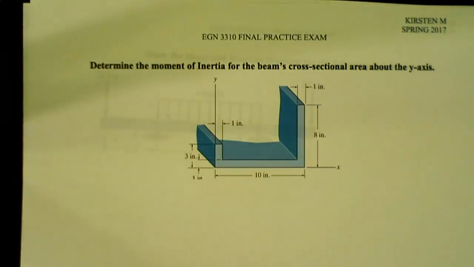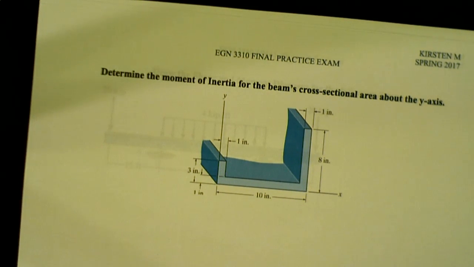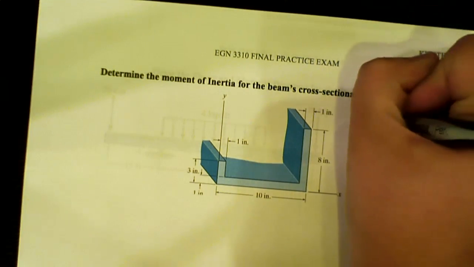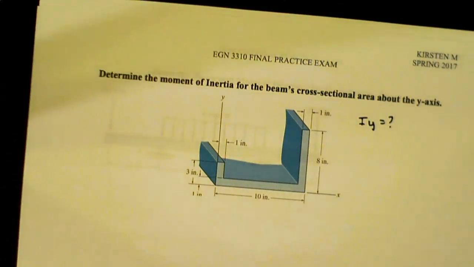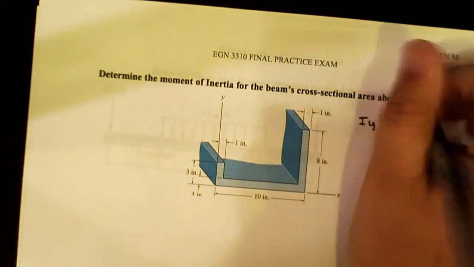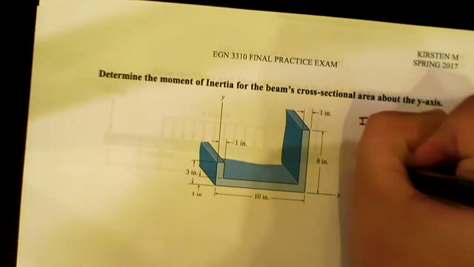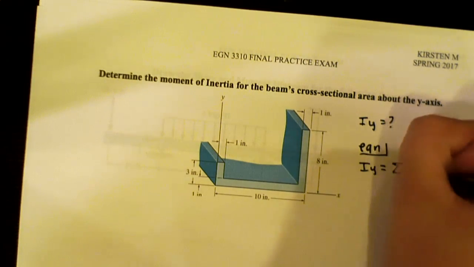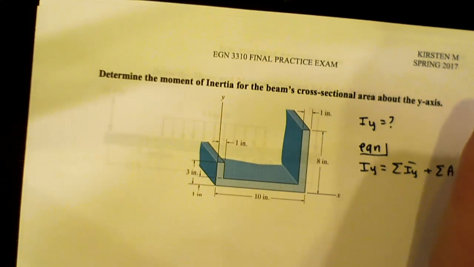If I can flip this page. And I'm going to be doing this problem. It says, determine the moment of inertia for the beam's cross-sectional area about the y-axis. So we know right off the bat, we have to find what our IY is going to be. Does anyone know the equation that we're going to use? Okay, good. So we know that our equation is going to be the sum of all of our IYs plus the sum of our A dx squared.